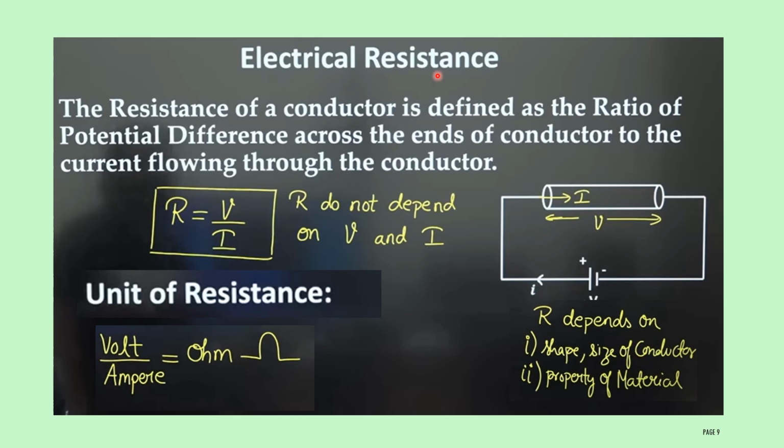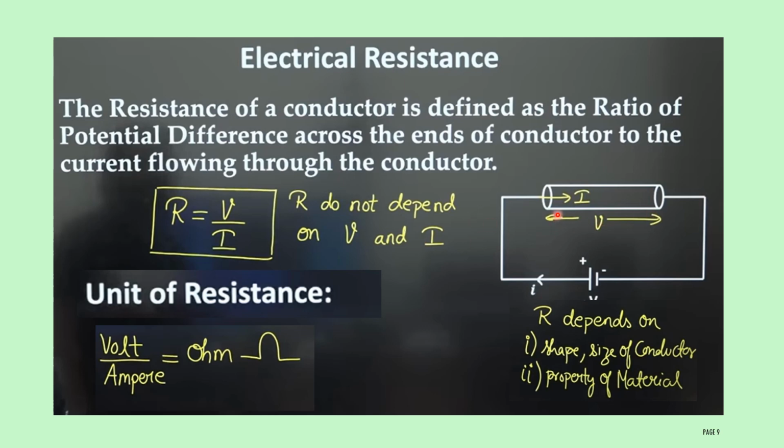Electrical resistance. Resistance is nothing but an opposing force. Electrical resistance is nothing but opposing the flow of an electric current. The resistance of a conductor is defined as the ratio of potential difference across the ends of a conductor to the current flowing through the conductor. Resistance is given by V by I. But here one thing you have to remember, this resistance does not depend upon potential difference and electric current.